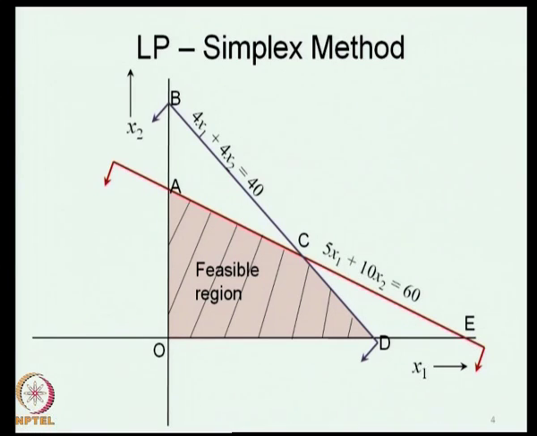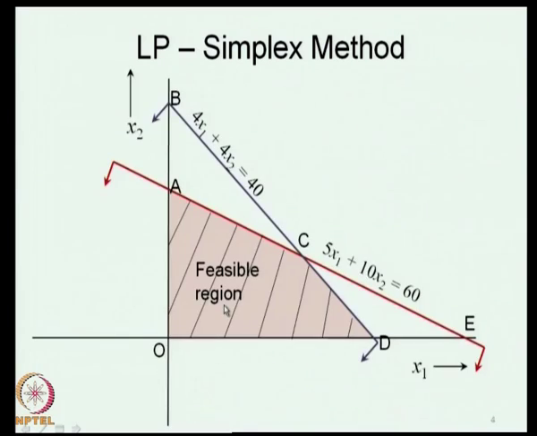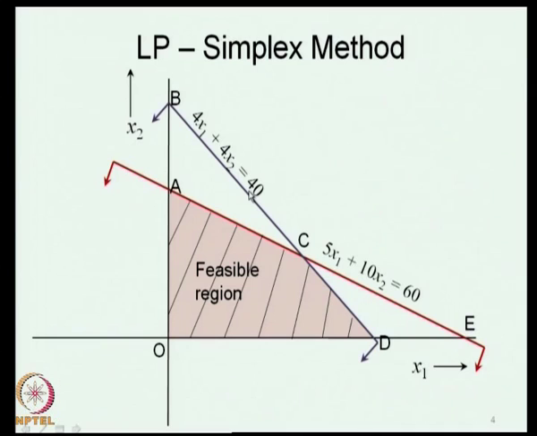What is our objective? The objective is to obtain the maximum value of z while satisfying these two conditions, which means that we would like to be in this region or on the boundary of this region and yet maximize the value z is equal to 6 x 1 plus 8 x 2. Now, that is our objective. Let us look at all these points now.